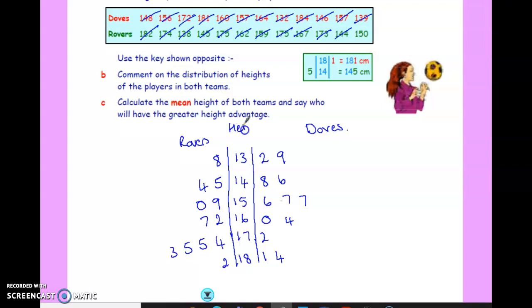And I need a title. It's the height in centimetres, and I need a key. I need a key for both sides. It's a key for the doves, and a key for the rovers, and I can pick any one. I've already been given one here, so I might as well just use that one that we've been given. Last thing I need to do then is rewrite this in order.